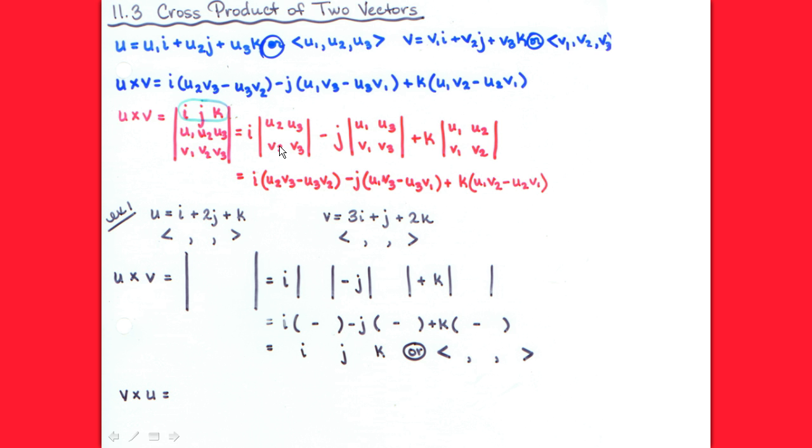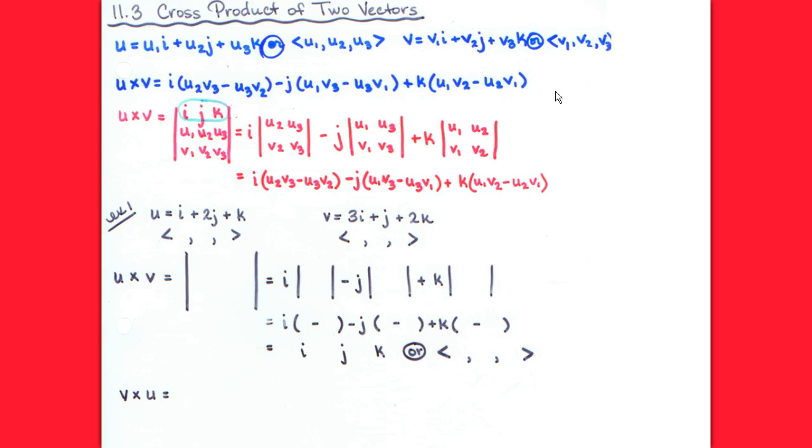Additionally, the checkerboard matrix tells me to go plus, minus, plus. Once I have that, then to evaluate a 2 by 2 determinant, I just do u2 v3 minus u3 v2. So you can utilize that formula if you want to find the cross product, or you can just build a 3 by 3 determinant and evaluate it.